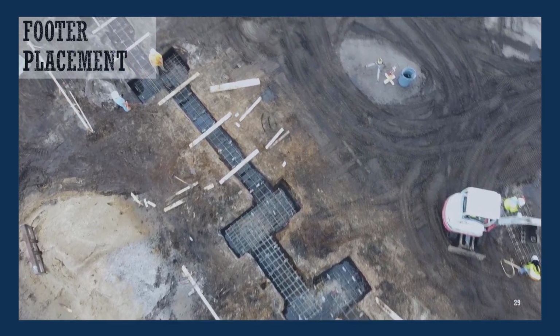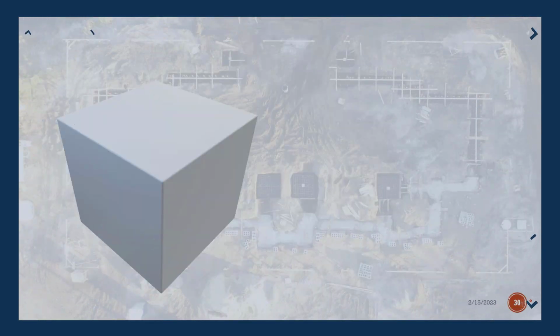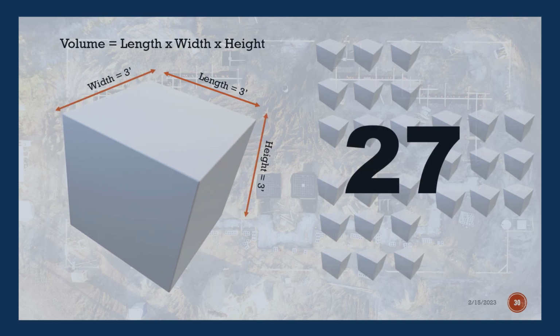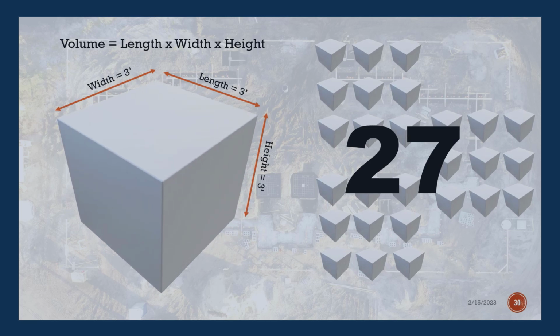Let's take a deeper look at quantifying concrete. We calculate concrete in cubic yards, but our plans are in feet. First, we will need to know the equation for volume. Volume is length times width times height. So, how many cubic feet are in a cubic yard? A yard is 3 feet long. So, a cubic yard has a length of 3 feet, a width of 3 feet, and a height of 3 feet, giving us 27 cubic feet.